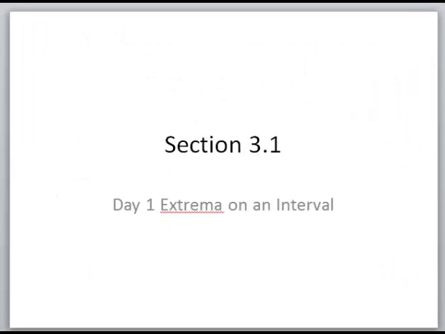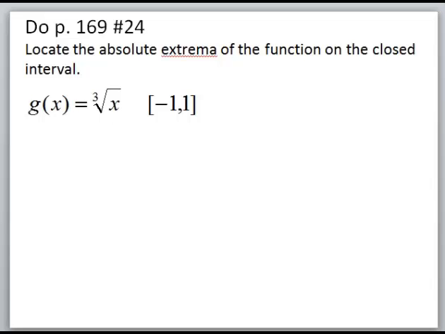I have 3 more examples, and I'm determined to get through those in the next video. So, in this one, locate the absolute extrema on the closed interval.